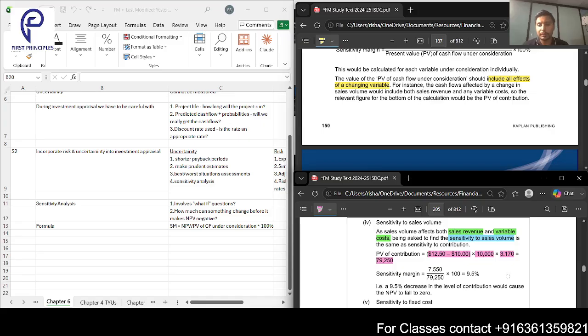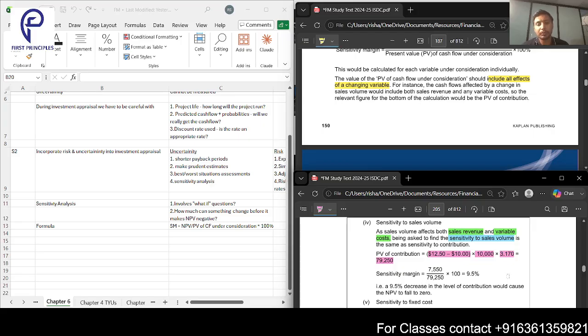As sales volume affects both sales revenue and variable cost, being asked to find the sensitivity to sales volume is the same as sensitivity to contribution. So you net the two and take the present value of the difference. You see with the contribution, you have 12.50 and you have 10. The difference between the two, times 10,000, times 3.170. So you'll get 79,250. So you have taken the present value of the difference of a year.